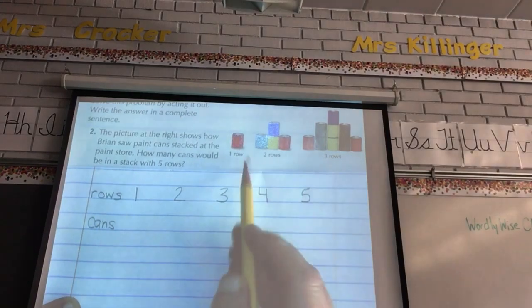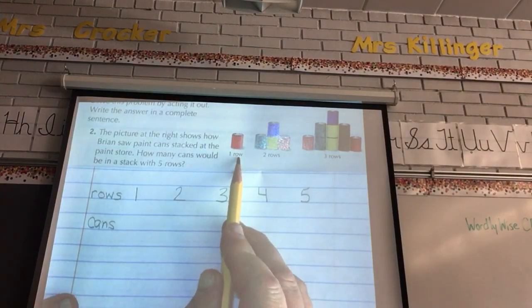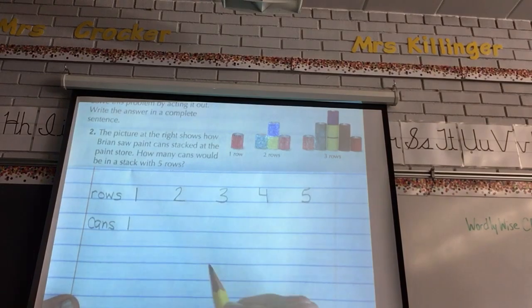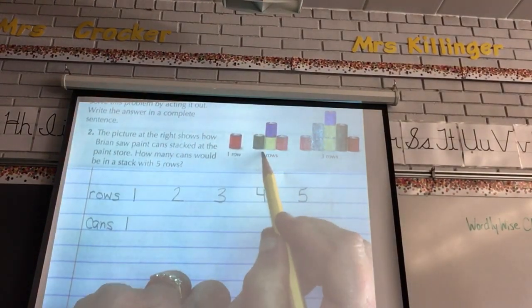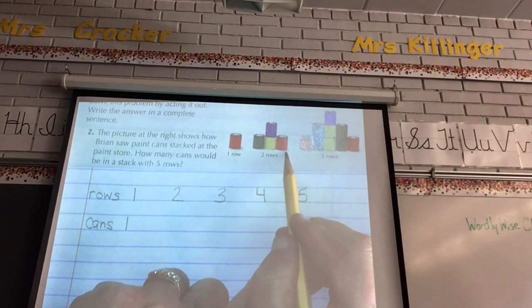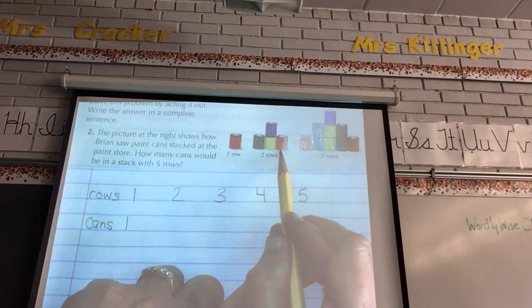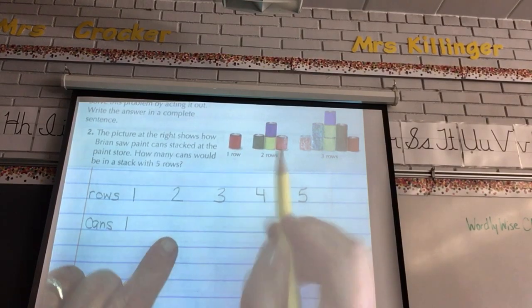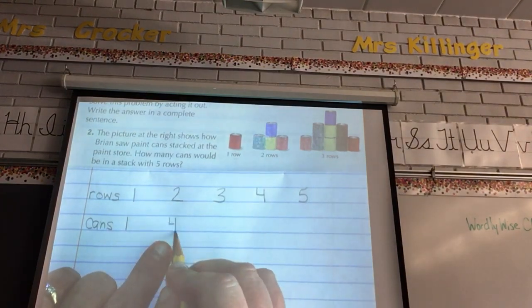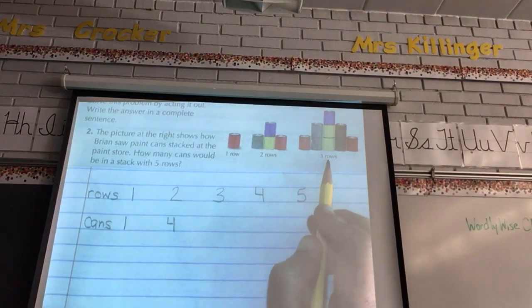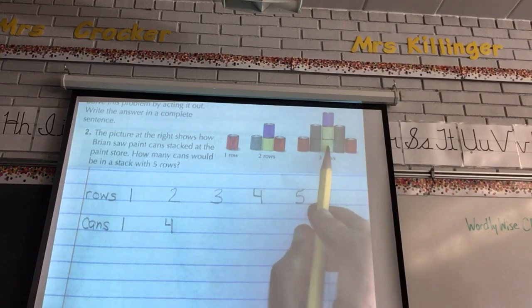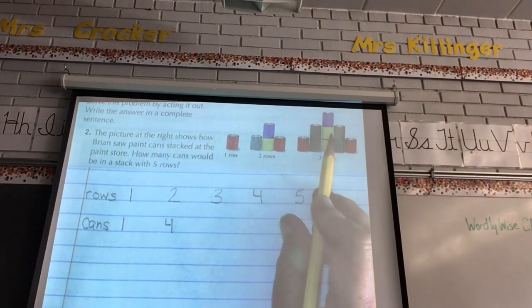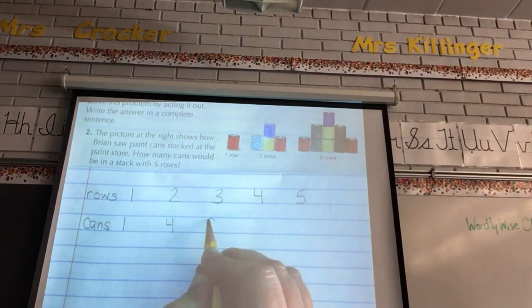So here we go, Gracie Lou. In row 1, I have 1 can. When I have 2 rows of paint cans, oh, I don't like how they change the colors. But when I have 2 rows, how many cans do I have? I have 4. When I have 3 rows, how many cans do I have? 1, 2, 3, 4, 5, 6, 7, 8, 9. I have 9.